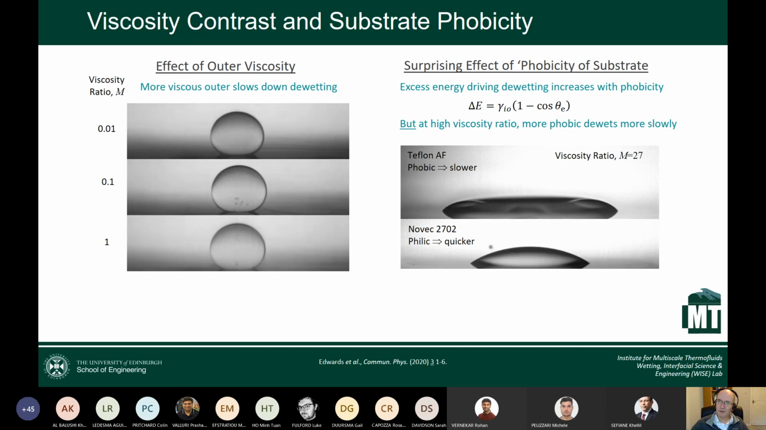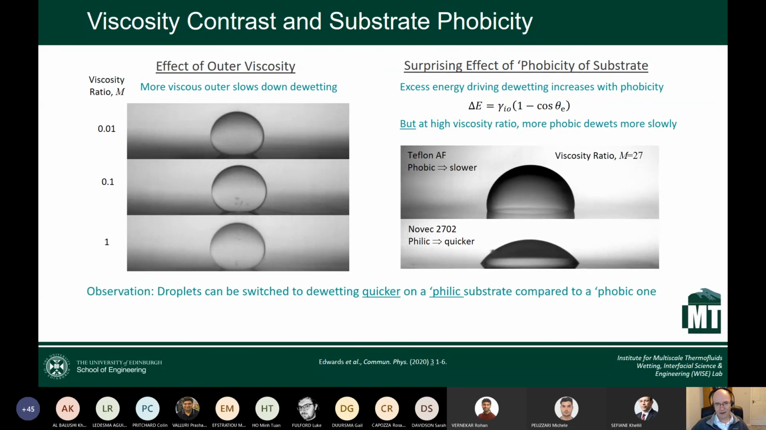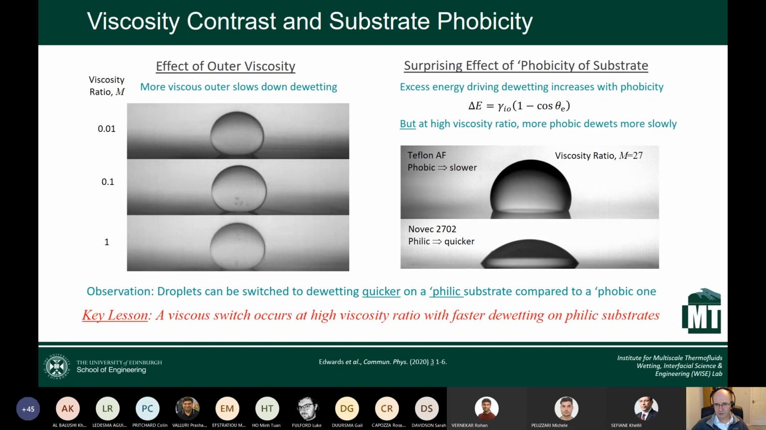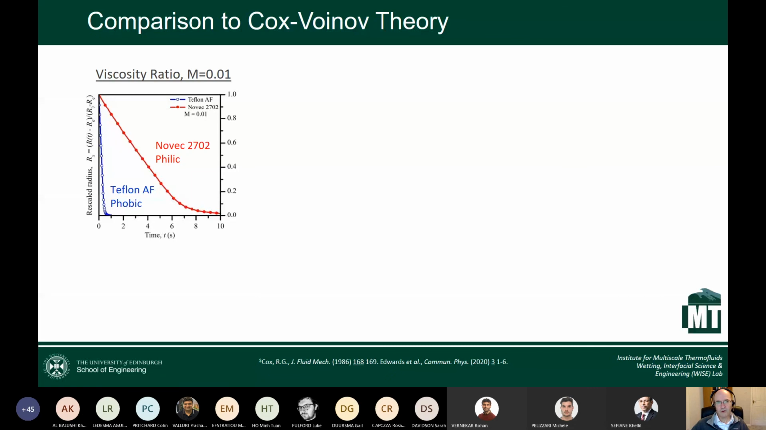Forgive me for that. But what I'm showing here is a film of an oil on a Teflon surface, recoiling from the Teflon surface, and it's recoiling at the top one there more slowly than it does from the bottom surface. So on the philic surface, it's recoiled quicker. The bottom one is quicker, the top one is slower, and that's counter to what you might normally expect. The droplets can be switched to de-wetting quicker on a philic surface compared to a phobic one. I won't go through that.